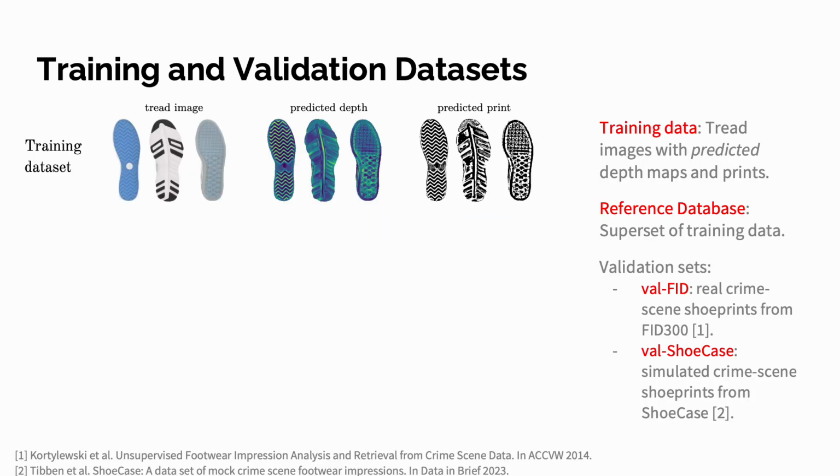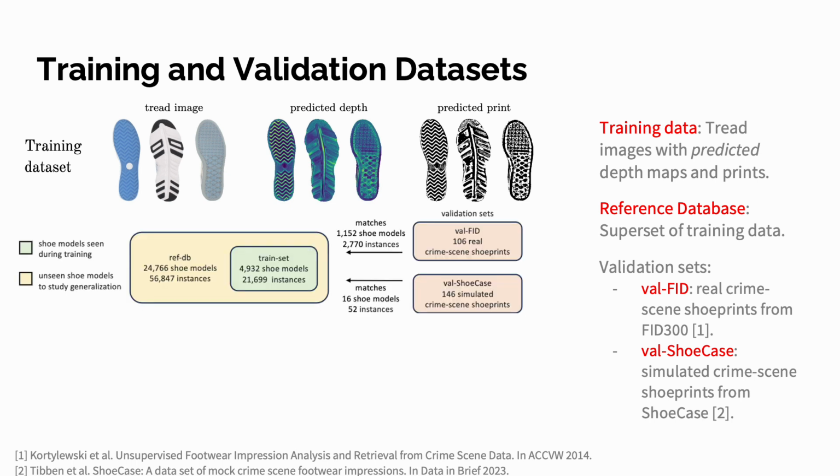To study this problem, we introduce some training and validation sets. We generate a training dataset consisting of thread images downloaded from online retailers and their depth and print estimates obtained using an off-the-shelf predictor. To evaluate methods, we introduce a reference database and two validation sets. Query shoeprints in our validation sets match to thread depth maps in the reference database. The reference database is a superset of our training data.